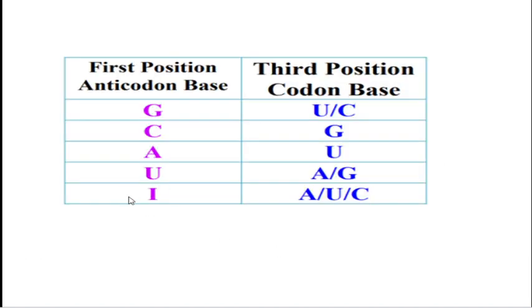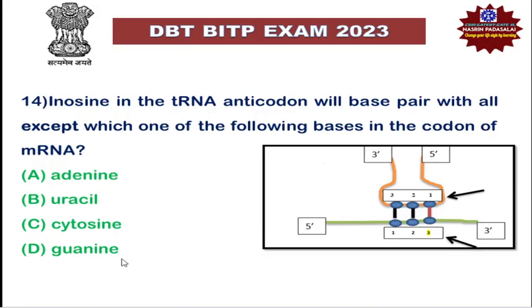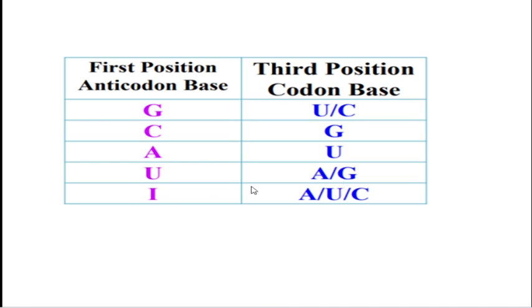Inosine, which is present in the first position of the anticodon, can form wobble base pairing with adenine. At the same time, it can form base pairing with uracil, and it can form base pairing with cytosine. It cannot form wobble base pairing with guanine. Another example is guanine, which can base pair with uracil, and at the same time it can also base pair with cytosine. That's the usual Watson and Crick base pairing. And uracil can form base pairing with adenine, and at the same time it can also form a wobble base pair with guanine.